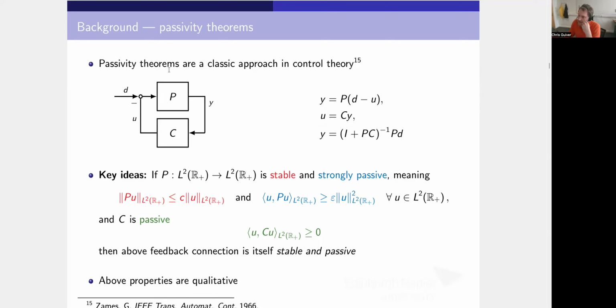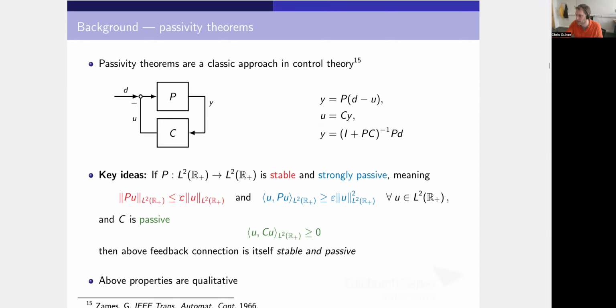So the first here are passivity theorems. This is a classical approach in control theory. So I show a feedback connection of a plant P and controller C in input-output form. Everything's linear in this case. And the passivity ideas dating back to the work of Ames say that the feedback connection of a stable, strongly passive system, so stable in the L2 sense, strongly passive, and a passive controller is itself stable and passive. And notice these properties are qualitative in so much as you don't need to know the exact values of c and epsilon, but you might have some physical intuition or other reasoning as to why they exist.